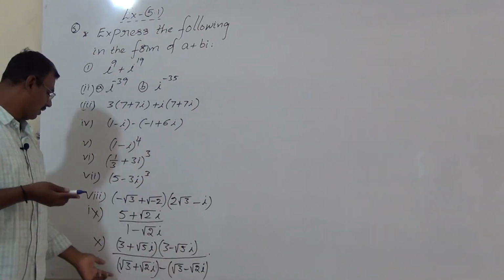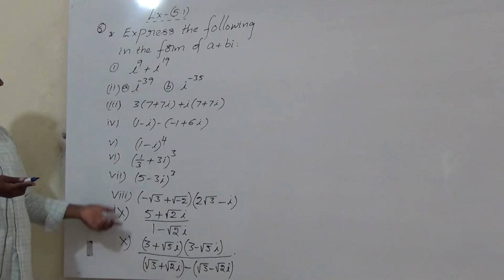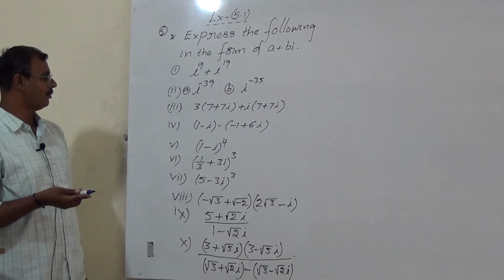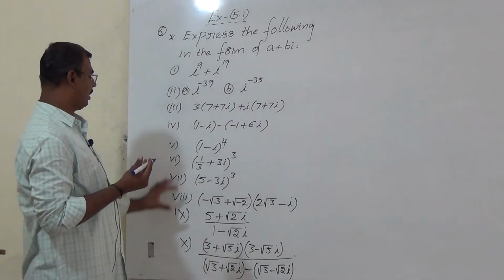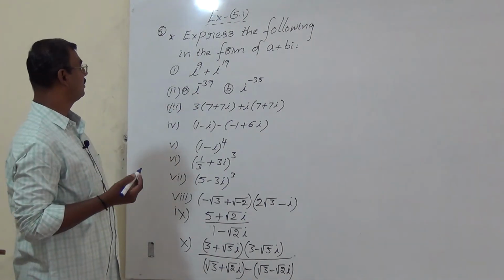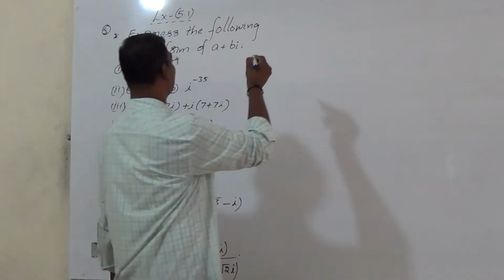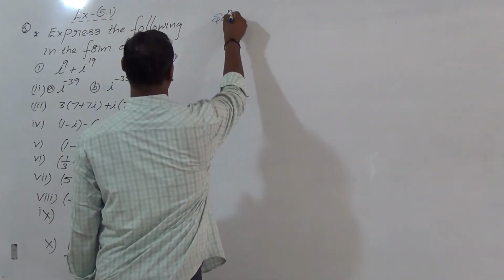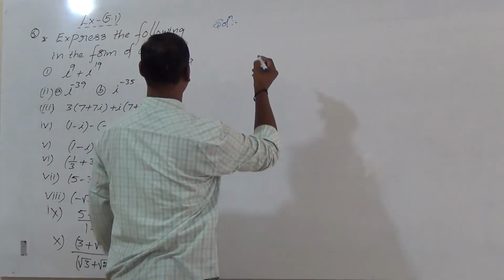I have given 10 questions in the problems. So 10 questions are there. How to solve them one by one? Some of the questions we have to do like this. So for example, question number 1. Solution of the first problem.